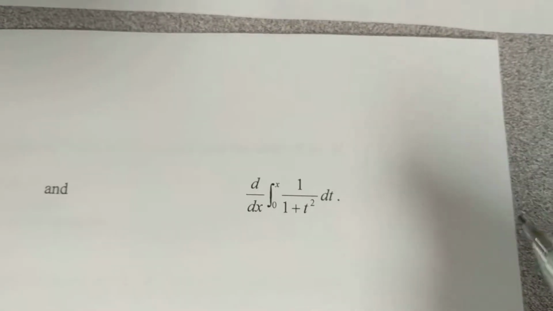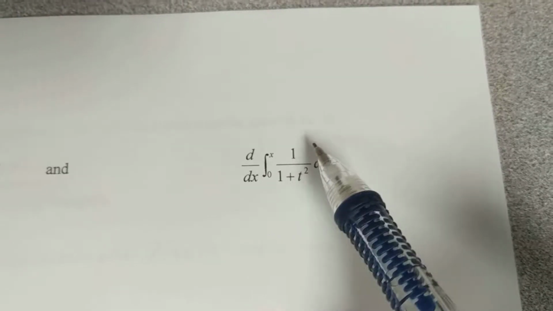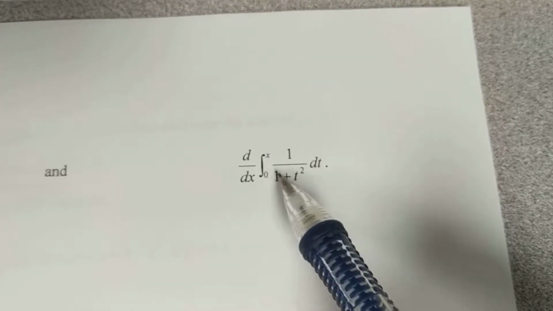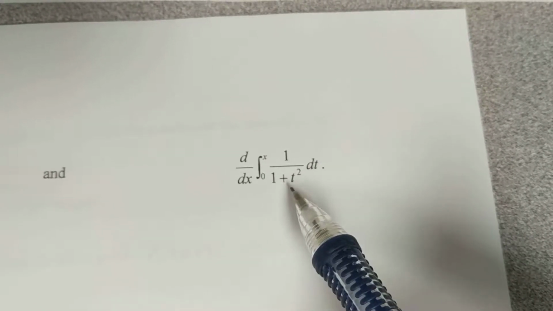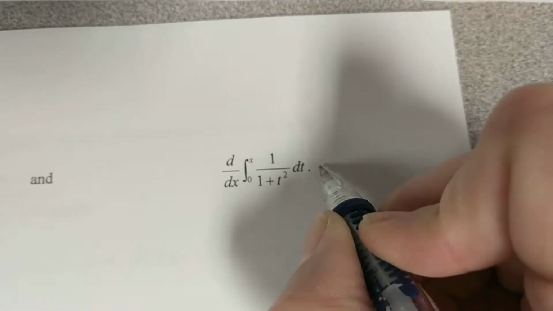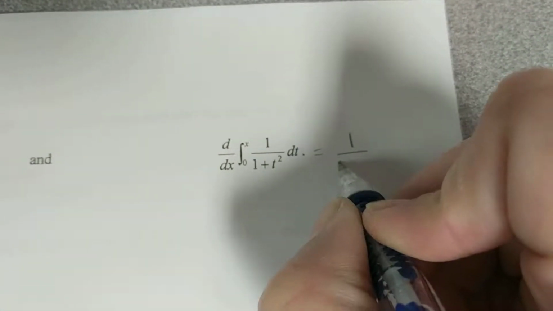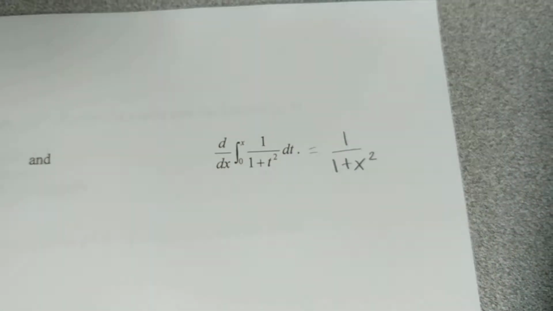Now, same thing over here, the derivative of this integral from 0 to x. Again, it doesn't matter what this number is, the derivative of the integral of 1 over 1 plus t squared dt is just 1 over 1 plus x squared.